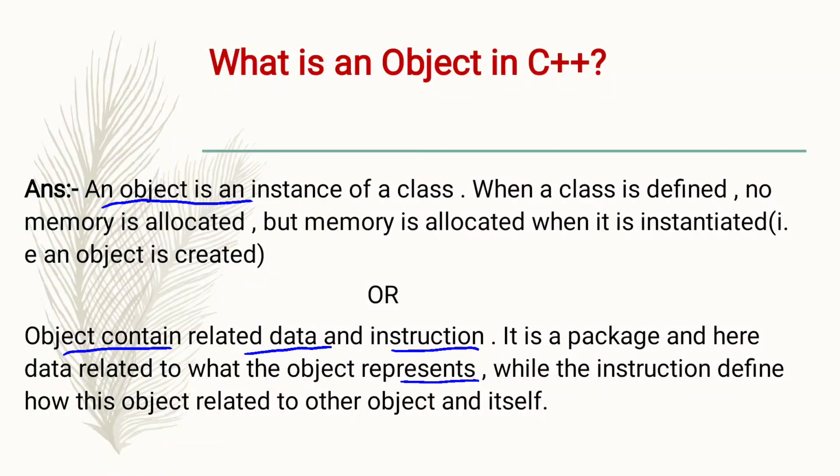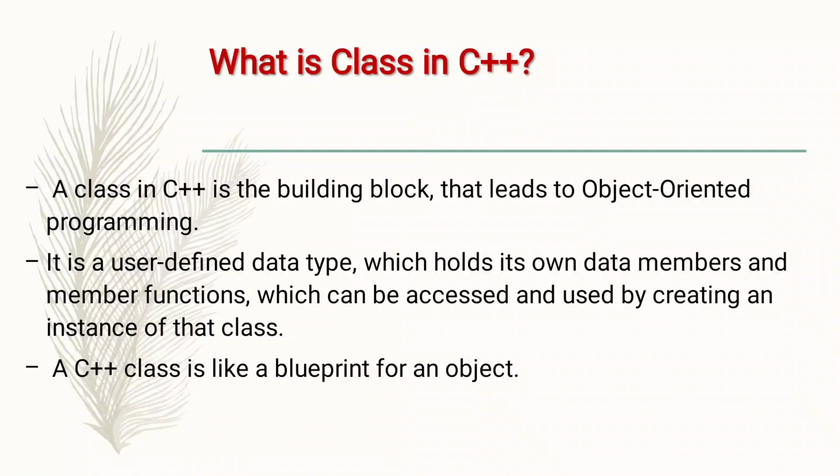Okay, so the next question is, what is a class in C++? Here I have written 2 or 3 points on class. Let's see what it is. A class in C++ is a building block that leads to object-oriented programming. It is a user-defined data type which holds its own data members and member functions, which can be accessed and used by creating an instance of that class. A C++ class is like a blueprint of an object. Okay. So what did I tell you? You don't need to give a very long answer. You can give the answer in 2 or 3 points in such a way that the interviewer is satisfied with your answer.